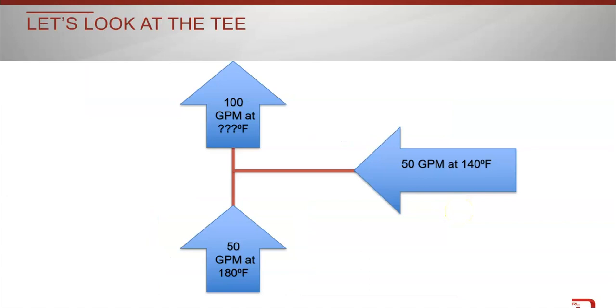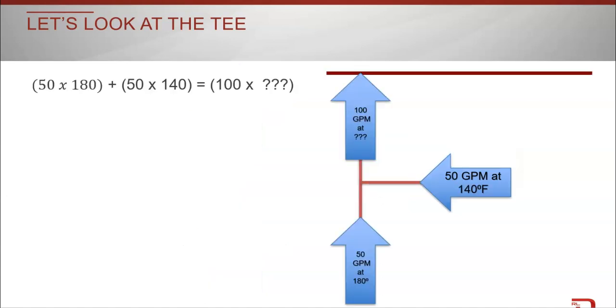We have conservation of mass since the flow rates add up correctly. What about energy? Let's look at the temperatures. We know we will have mixing at the T. I have 180 degree coming in with 50 gallons per minute and 140 degree coming in with 50 gallons per minute. So I have 100 GPM leaving at some temperature between them. This may be very obvious on this particular example. It gets a little more difficult if the numbers aren't 50-50.